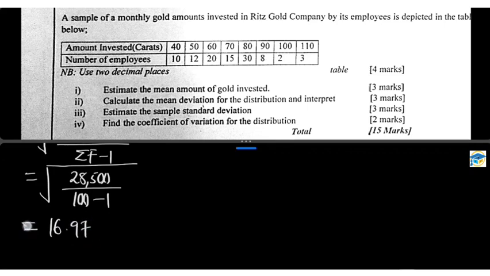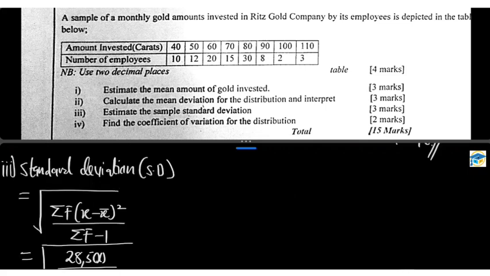a figure of 16.97, because the examiner told us to actually work in 2 decimal places. That's why I should have converted to two decimal places. So it tells us that it should be in two decimal places, and we are good to go. Right? So that is the standard deviation for a sample data in that particular case. So that is the III. So let's move on to the last question, which is IV.